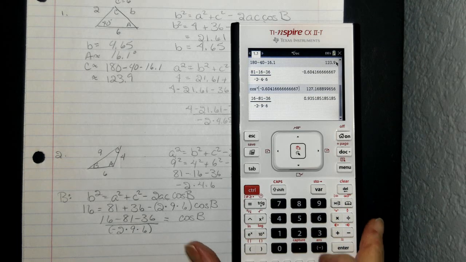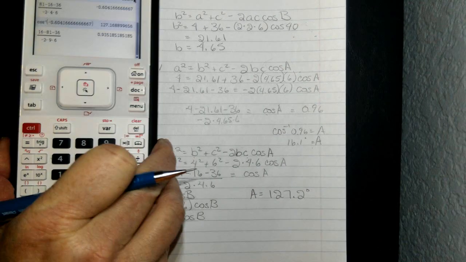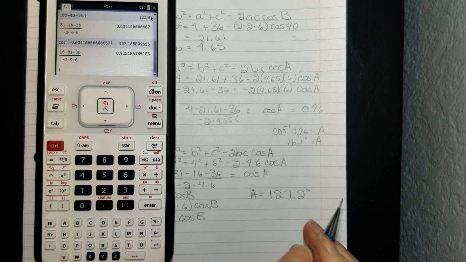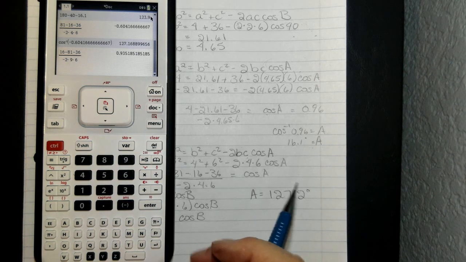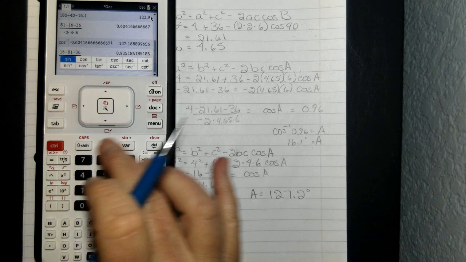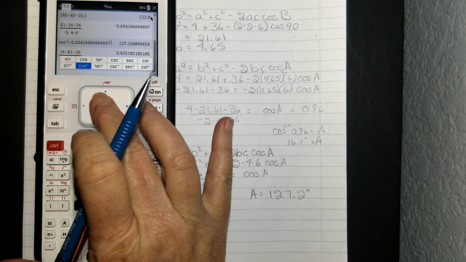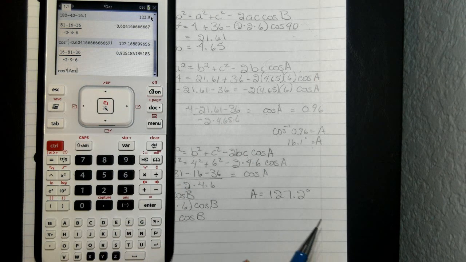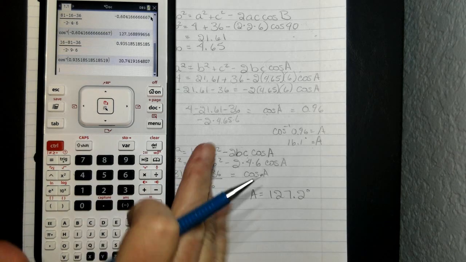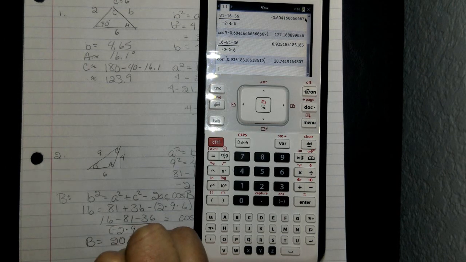All right, I did get an answer between negative 1 and 1, if you can see that. So we're going to do the same thing we've done, hold that in memory, go to our trig functions and cosine inverse. Then we're going to bring up that answer, and this will give us our angle. So B equals 20.7 degrees.